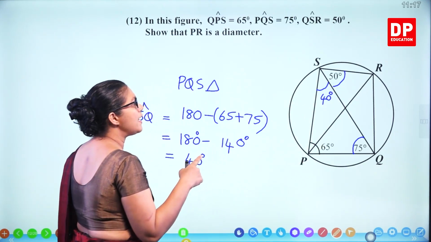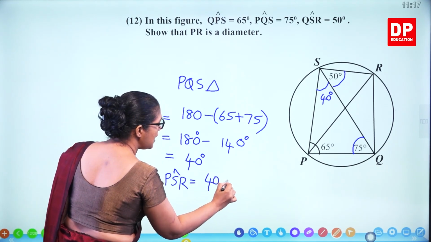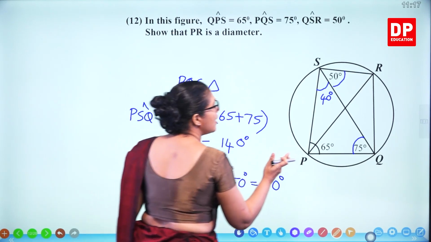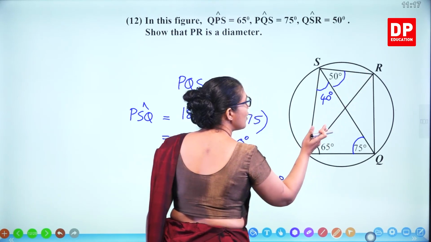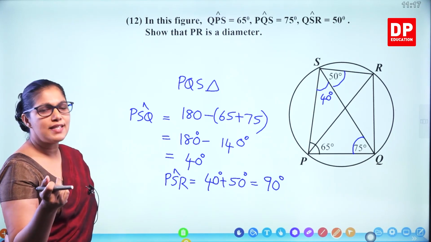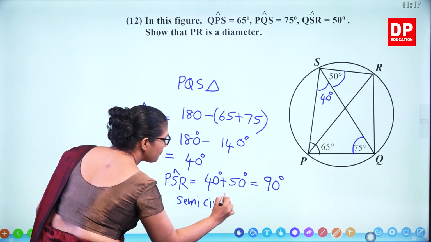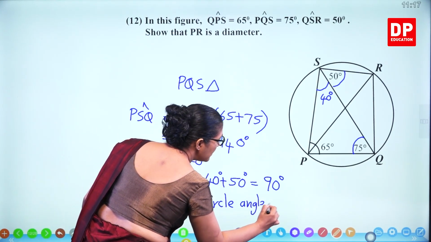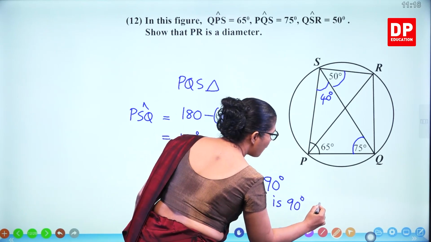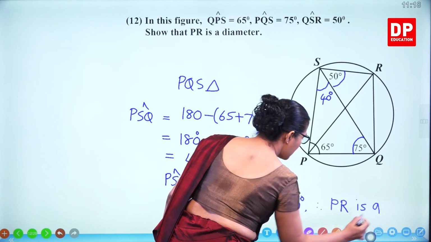So what can you say about PSR angle? PSR angle is 40 plus 50. That's 90 degrees. So what can you say about PR? So this is 90. Semicircle angle is 90 means PR is the diameter. So you can write semicircle angle is 90 degrees. That's PSR angle. So therefore, PR is a diameter.